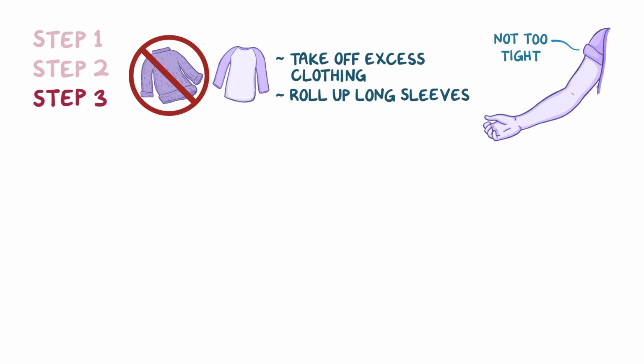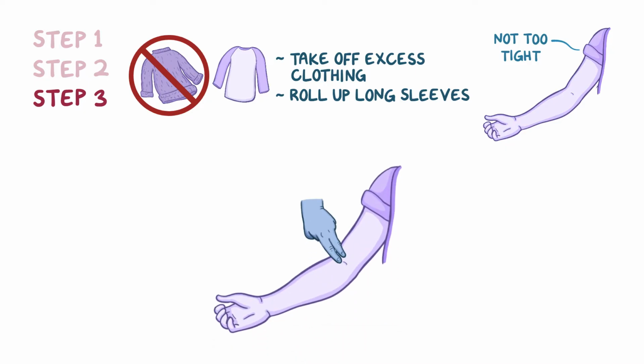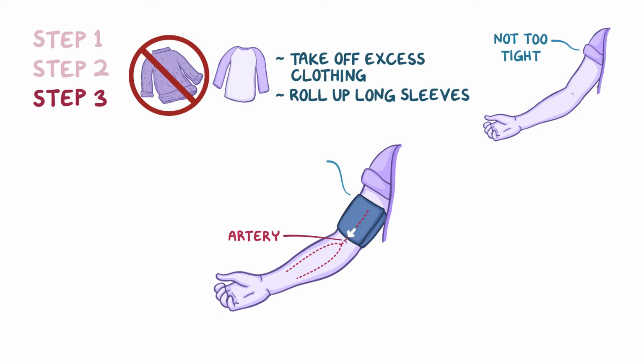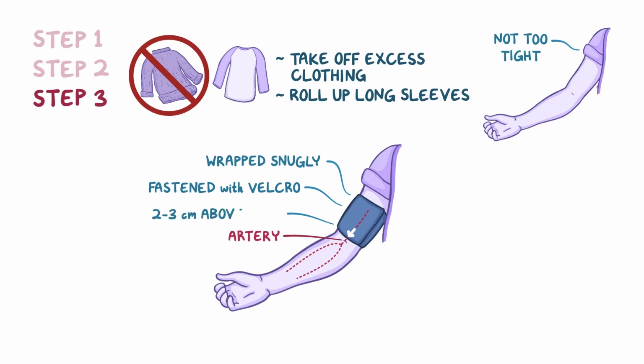To place the cuff correctly, find the pulse at the bend in the elbow and make sure you align the arrow on the cuff directly over it. The cuff should be wrapped snugly and fastened with Velcro, with the lower edge about 2 to 3 centimeters above the bend at the elbow. There should be enough space to slip 2 fingers under the bottom edge of the cuff.